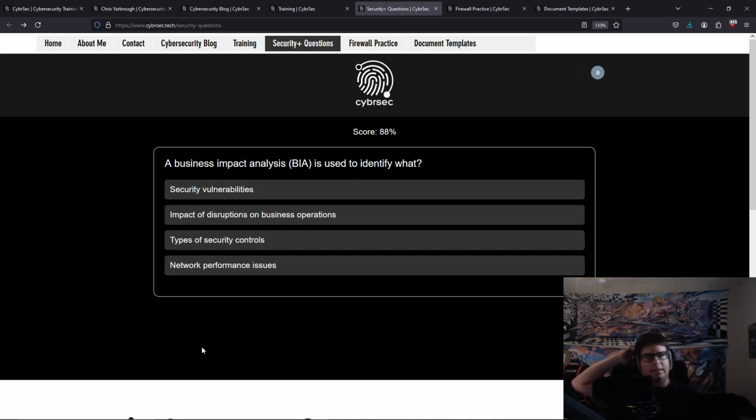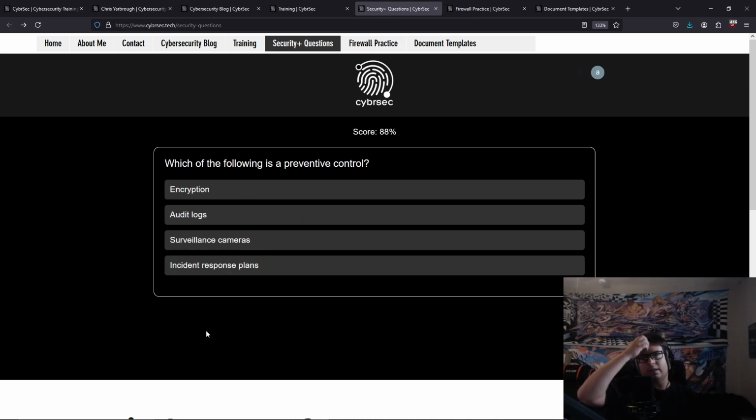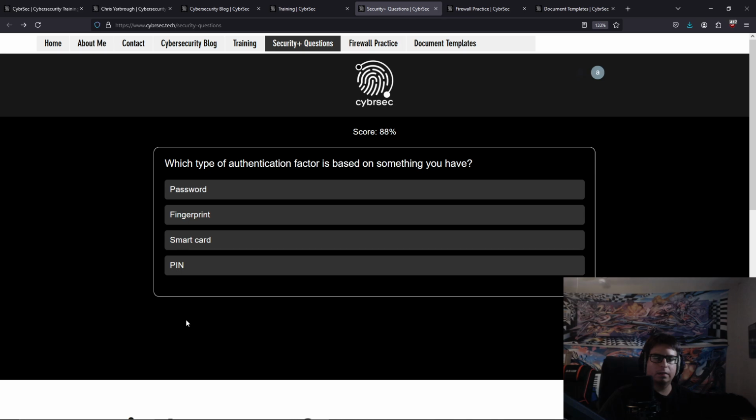A business impact analysis is used to identify the impact of disruption of business operations. Which of the following is a preventive control? You prevent by encryption. Yes. What type of authentication factor is based on something you have?